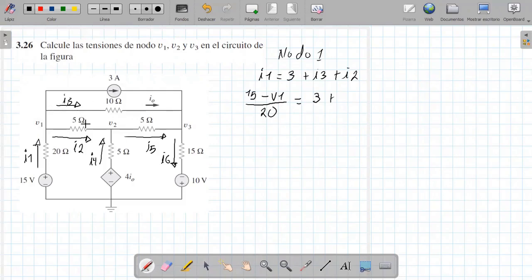This current that runs here is voltage V1 minus V3 over 10 ohms. That is the current I3, plus the current I2, and I2 goes from here, V1 minus V2.